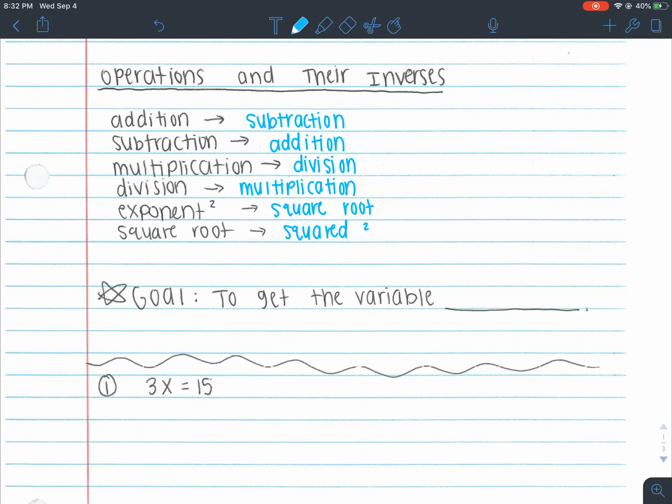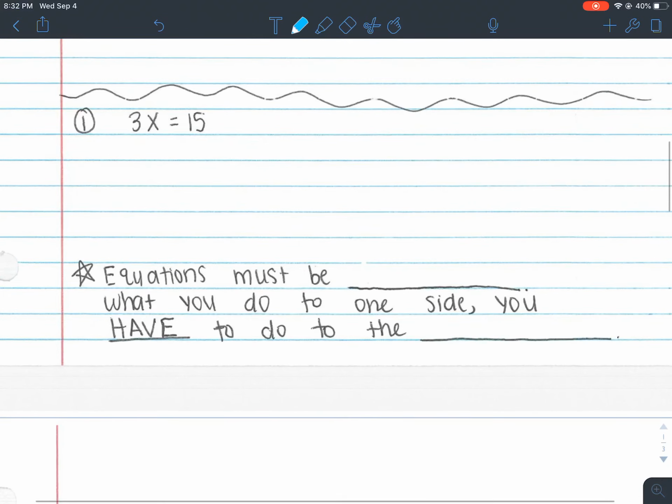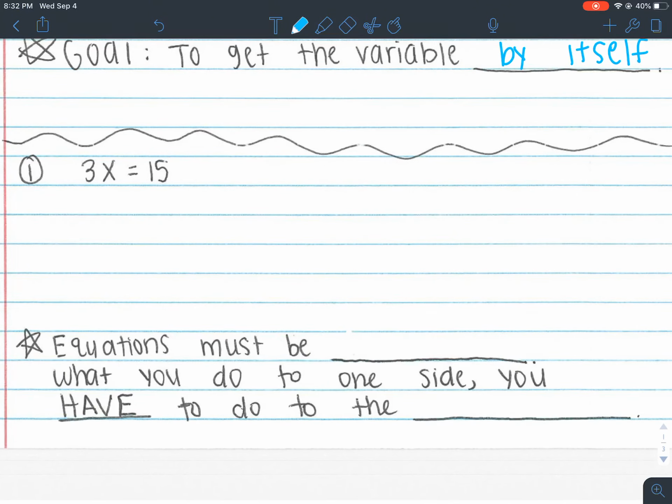Our goal at the end of the day when we're solving an equation is to get the variable by itself. You want to isolate it, get it alone. I'm going to go get a calculator so we can talk about some things later. All right, so number 1, I have 3x equals 15.